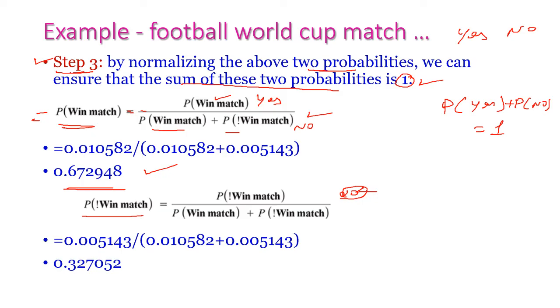And this is for no condition, not win the match. So probability of not win match is equal to probability of not win match divided by probability of win match plus probability of not win match. The denominator is the same value, which gives 0.327052.